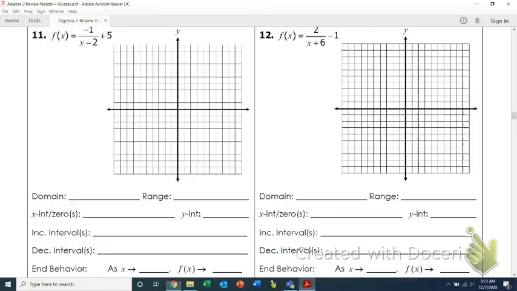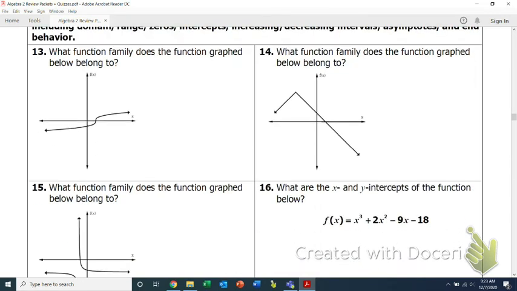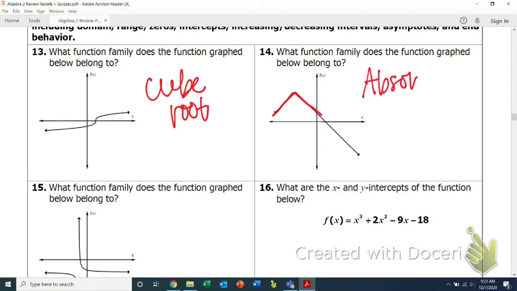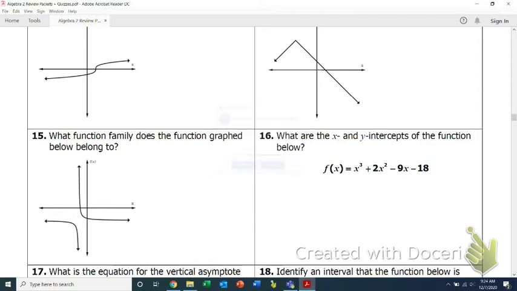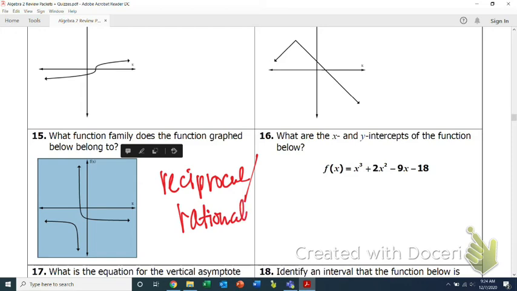All right, almost done with this one. Very, very easy. Which function does this belong to? Well, we just wrote it in the first problem. A cube root. This one we didn't write, but you know that a V is an absolute value. All right. Number 5, we wrote that one down. You know that is a reciprocal. You may also see it as rational, but probably just reciprocal.